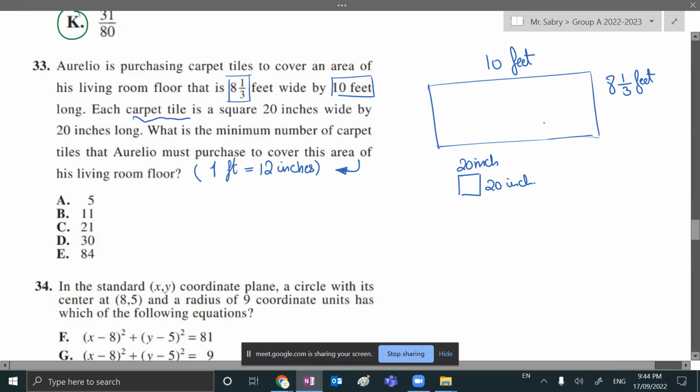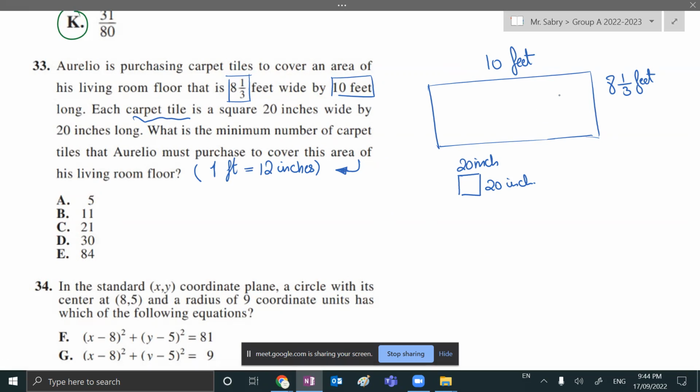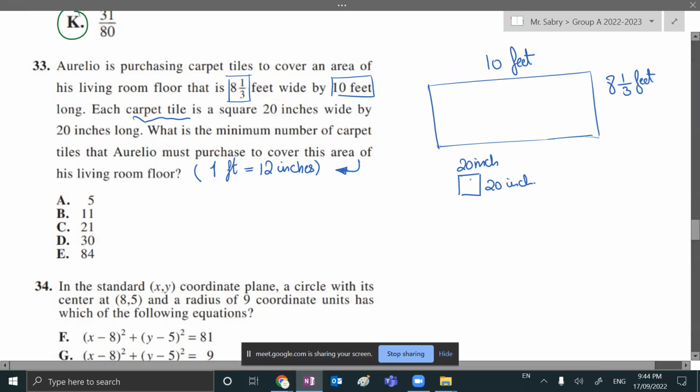It's exactly the same idea as finding out how many of the small one fit in the big one. The area of this big rectangle will take how many areas of the small square. But in order to do that, we have to have them all in the same units. I can't have feet and inches at the same time and compare them. So instead of feet, I'll change them all to inches. Instead of 10 feet, I'll multiply that by 12, so it becomes 120 inches. And instead of 8 and 1/3, I'll multiply that by 12, and it should get me 52, I think.